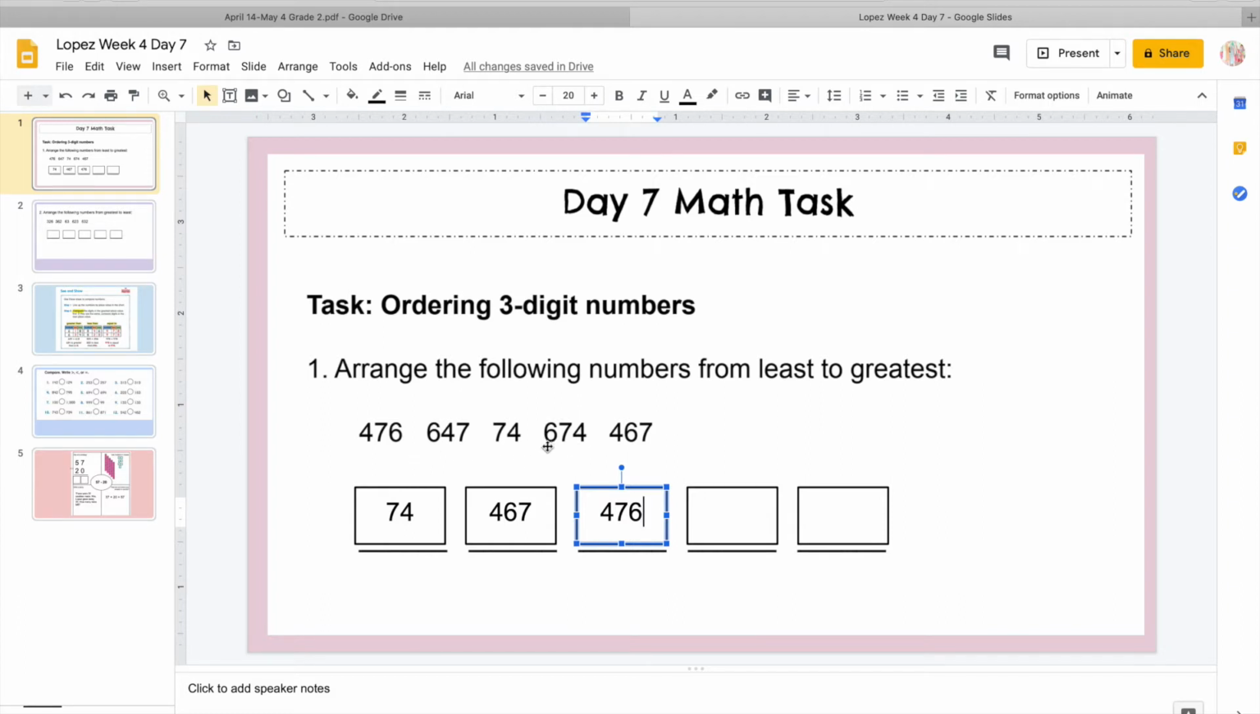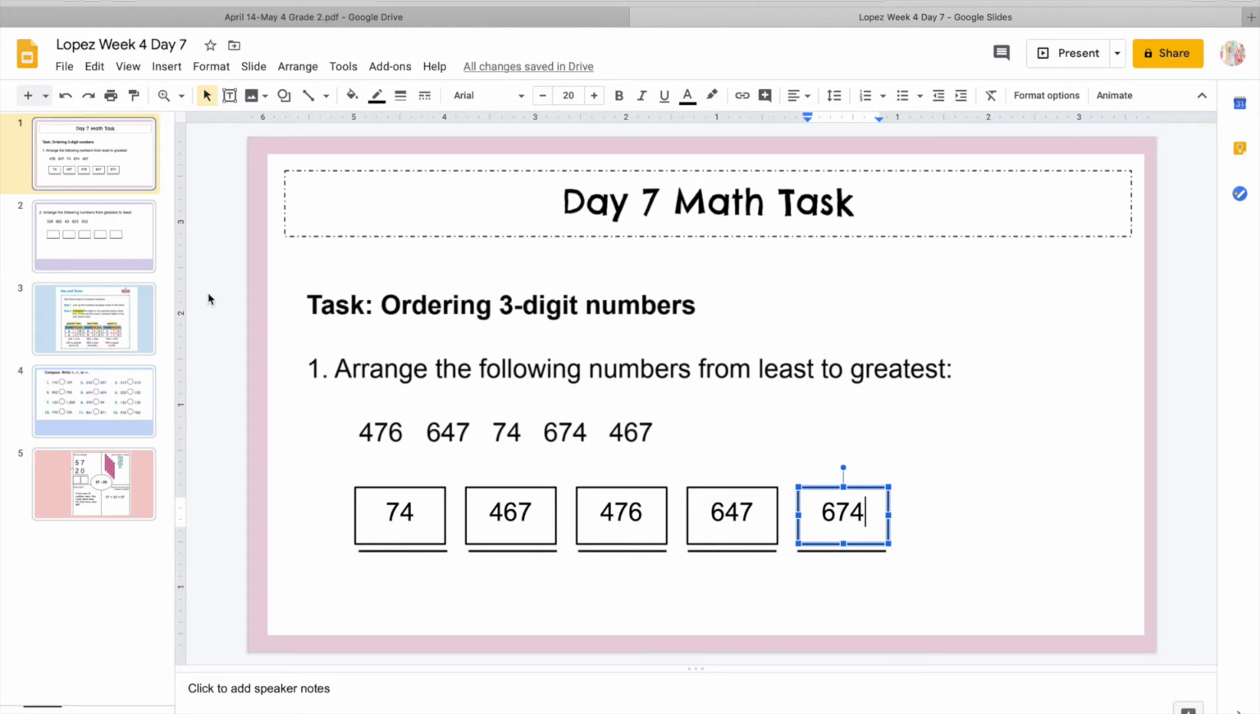Again, the hundreds spot is the same value, so we need to look at the tens. We have 647 and we have 674. Because we're going from least to greatest, we need the one that has the lesser value, which is 4 is less than 7, so we know 647 is going to come next. That leaves us with 1 spot left, which is going to be 674. Remember, even though these are the same numbers, where they're placed in the number determines their value. So you really need to focus on the hundreds, the tens, the ones, and the specific value of that digit.